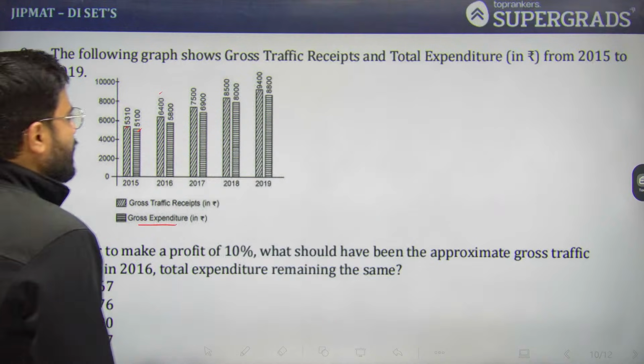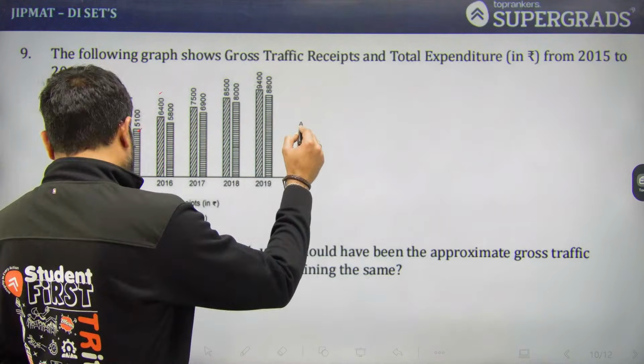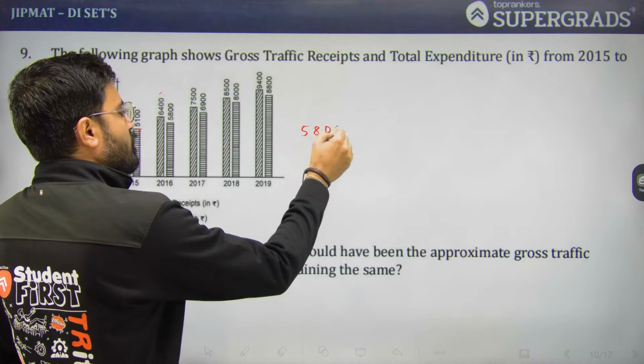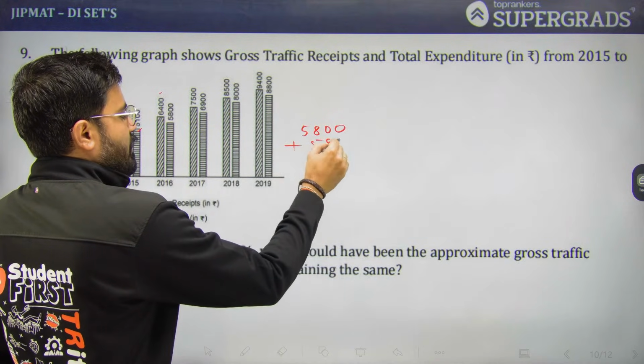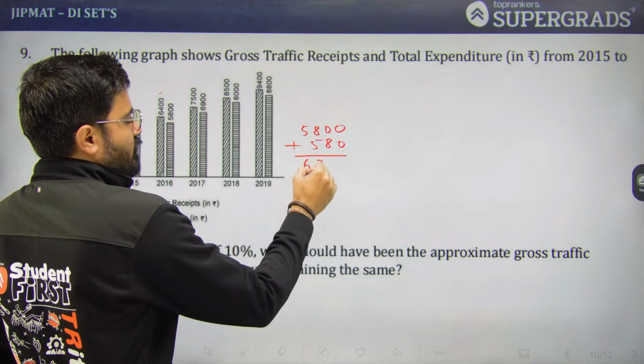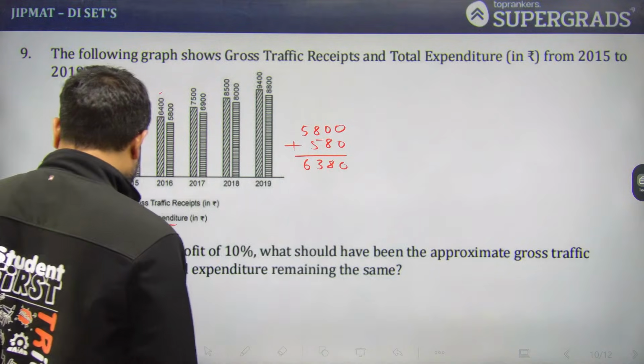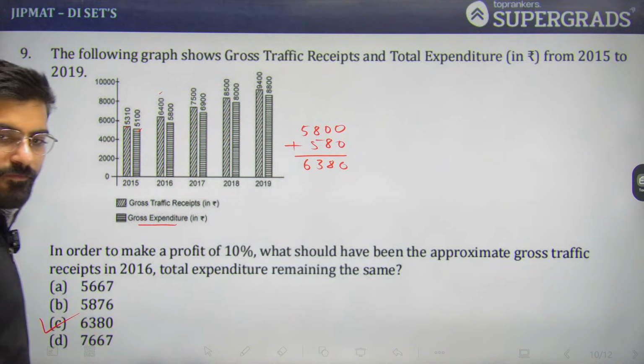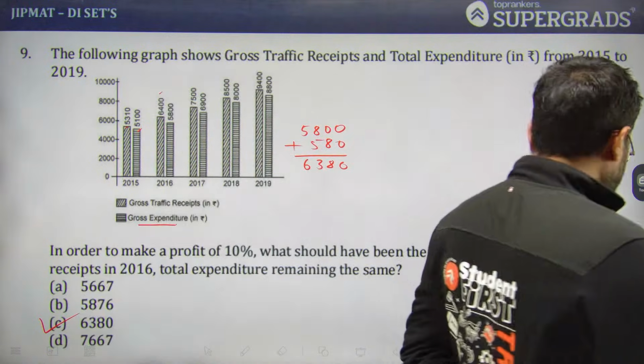So if I have to make 10% profit, the receipt should be 5800 plus 580. So it should be 6380. So the answer is C, Calcutta. Very simple question. Yes, very good.